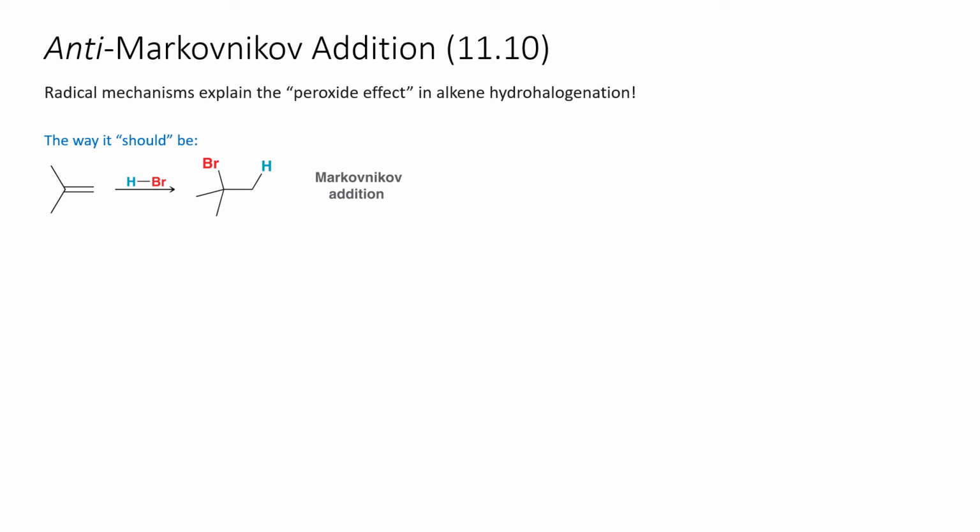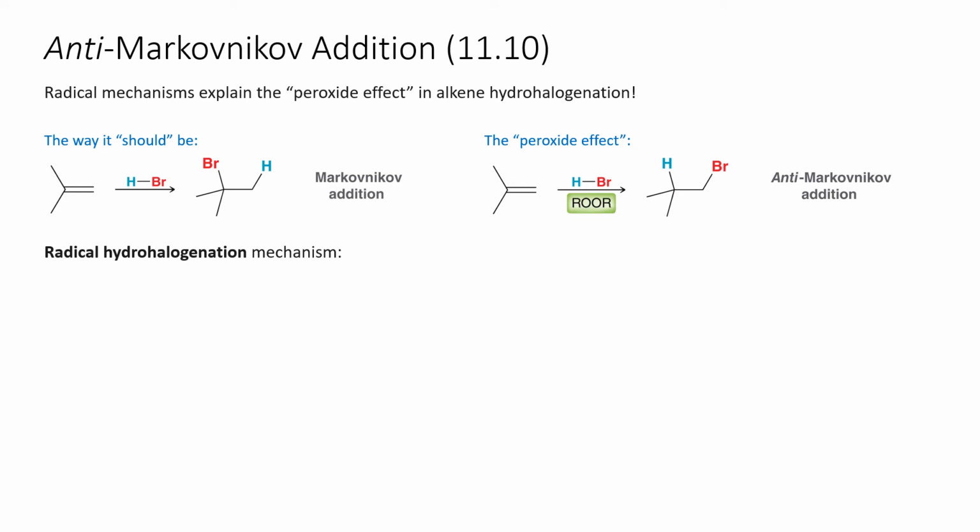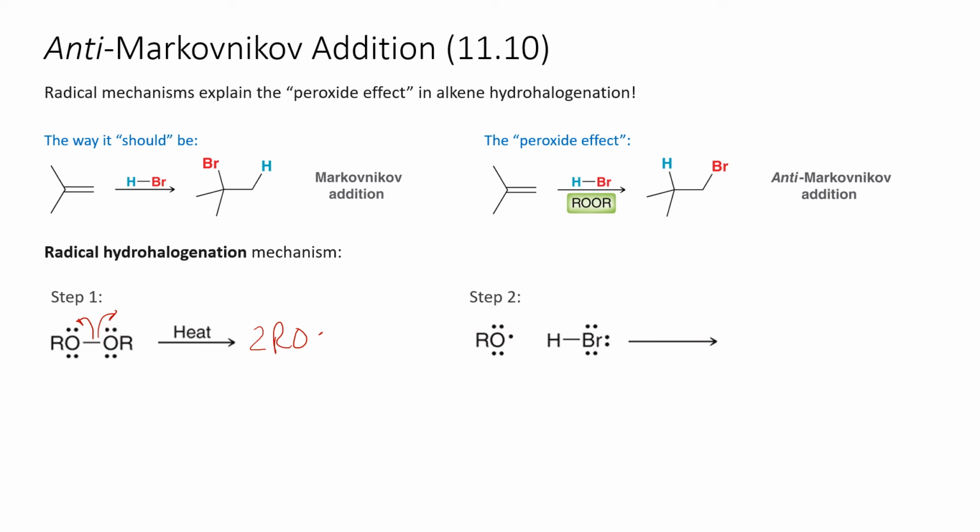So now let's talk about, in this case, where we look at the peroxide effect. Remember alkene hydrohalogenation. So remember, the way that it should be is that we get the Markovnikov addition. With the peroxide effect, we get the anti-Markovnikov. So radical hydrohalogenation, the mechanism is as follows. So with peroxides, we get the heat. So we get our two alkoxide radicals. So then this is our initiation step.